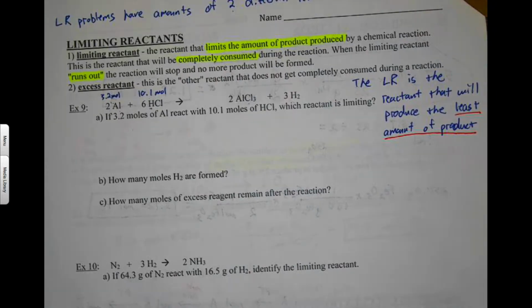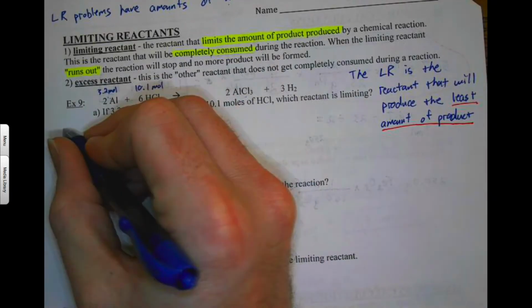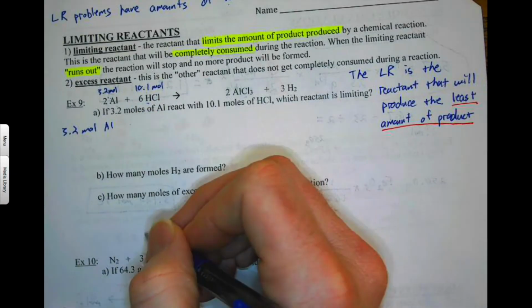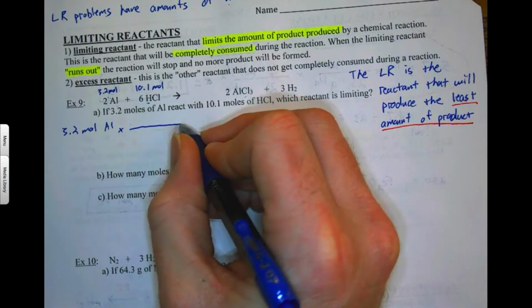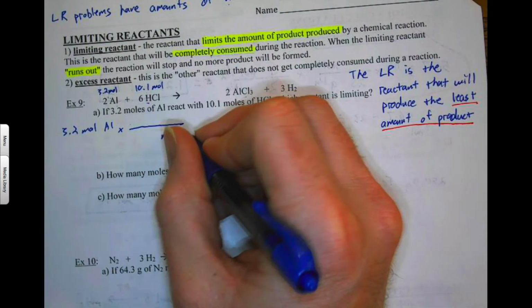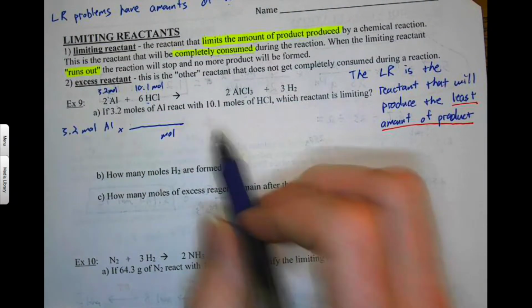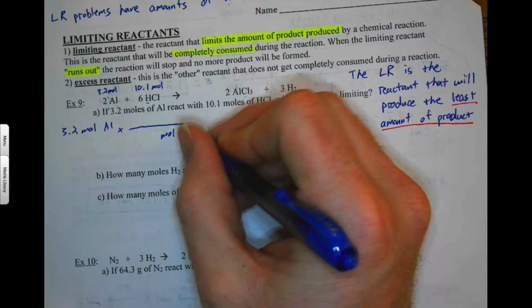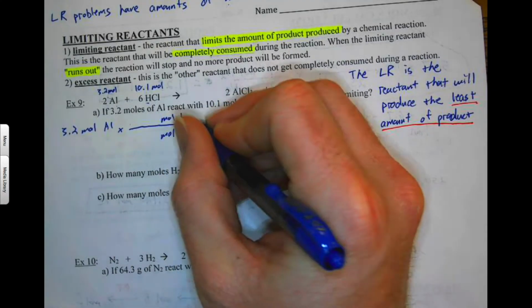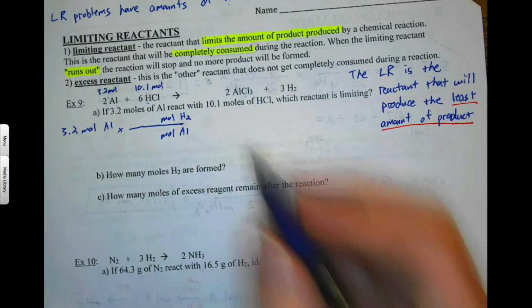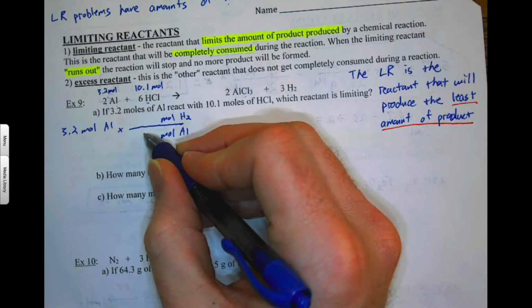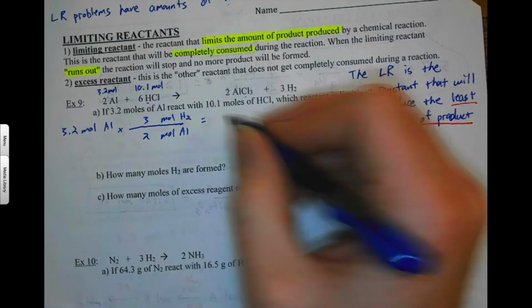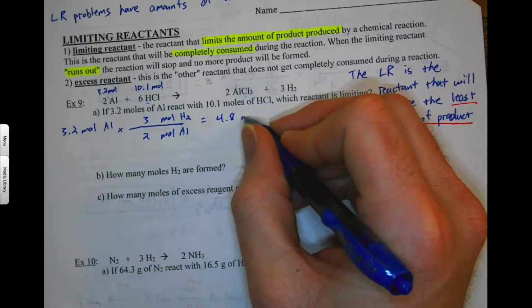So it's not just always the lesser number, and it's usually a trick. So be careful. What we're going to do is take the 3.2 moles of aluminum and see how much product it makes. We're going to convert it to the same product. So we're going to convert moles of aluminum to moles of hydrogen this time. Maybe hydrogen might be easier. For every 2 moles of aluminum, it will make 3 moles of hydrogen. And so we get 4.8 moles of hydrogen.